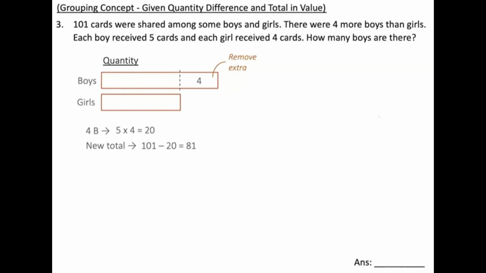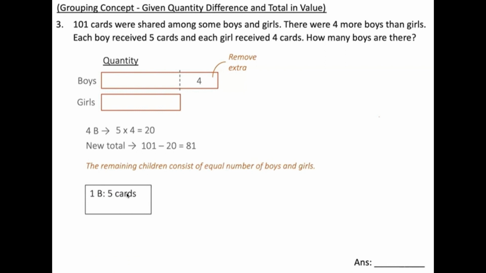All the cards of the boys here plus all the cards of the girls here equal 81. Now I know the remaining boys and girls are equal. One boy is going to receive 5 cards, and one girl is going to receive 4 cards. So the boys and girls are organized this way: one boy, one girl, another group, one boy, one girl, one boy, one girl. All together, their cards add up to 81. A pair of boy and girl gets 5 cards, 4 cards, another pair gets 5 cards, 4 cards, and all together the total is 81.